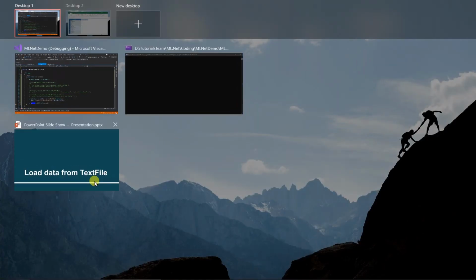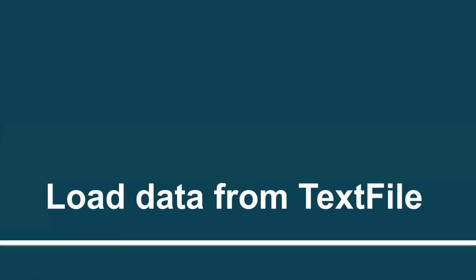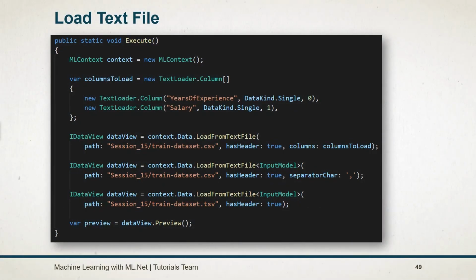Let's see what we have learned in this session. To load data from the text file, we need to use the load from text method of the data operational catalog. In the first example, we have provided the column detail explicitly. This is useful when we do not have any model. Here, data kind and index is a very important parameter because it maps the column based on the index. And if the type does not match, then it will set the default value.